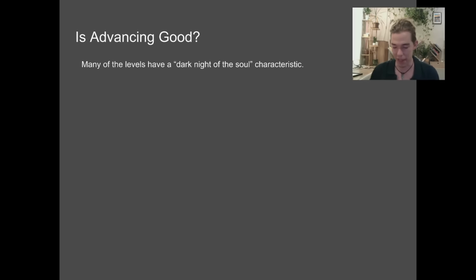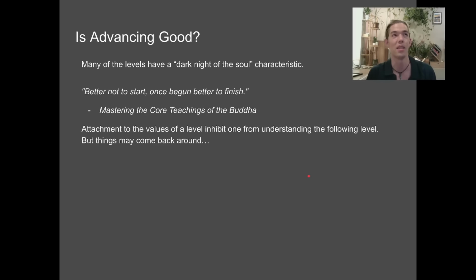And what I mean by that is that there's a way that the oscillating back and forth, you turn away from the value of a level towards something else. You have to let go of something. And then maybe you'll be able to turn back towards that thing. So there's a line in Mastering the Core Teachings of the Buddha: better not to start. Once begun, better to finish. And I think spiral dynamics has a bit of that characteristic.